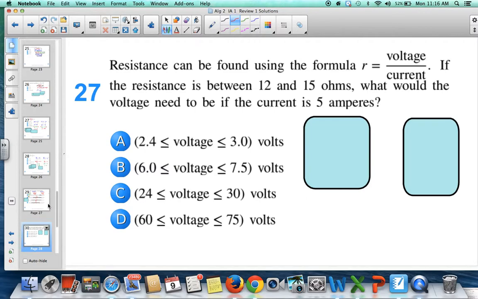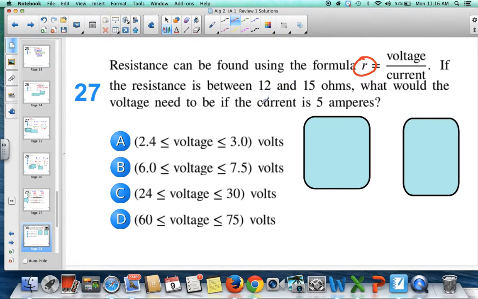27 is a little tricky because there's a lot of words in it. It's really not that hard when you think about it. We're basically saying, if the resistance has to be between 12 and 15, this is the resistance right here. That has to be between 12 and 15.